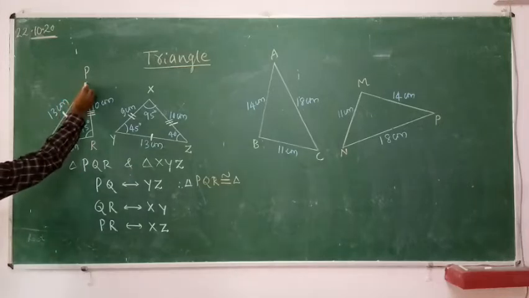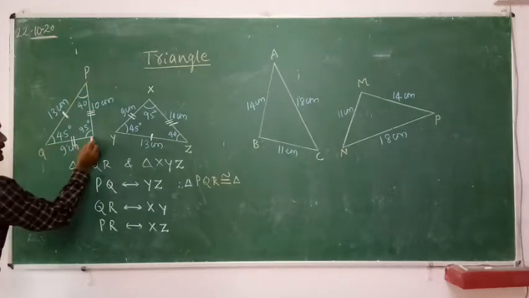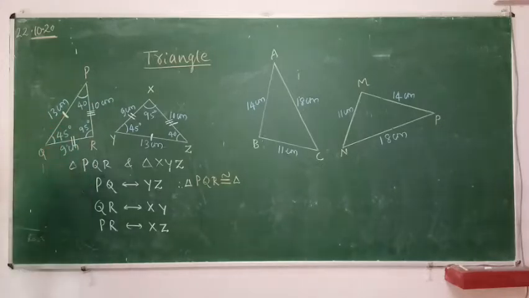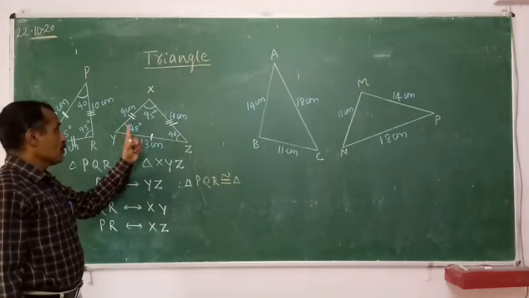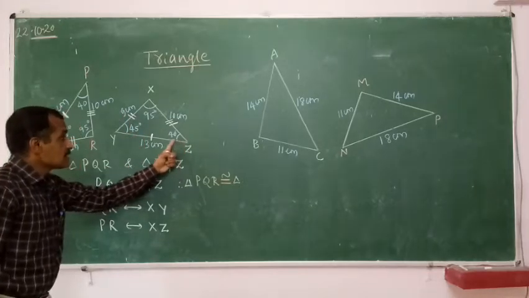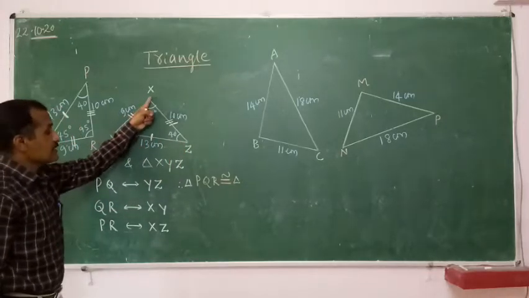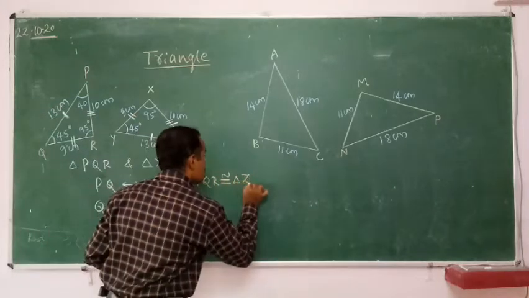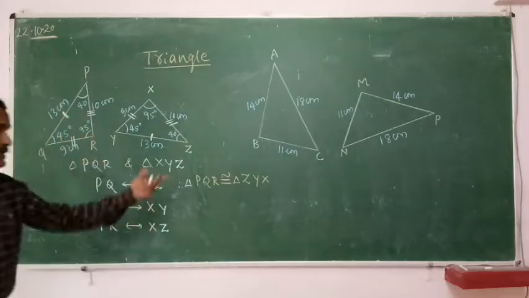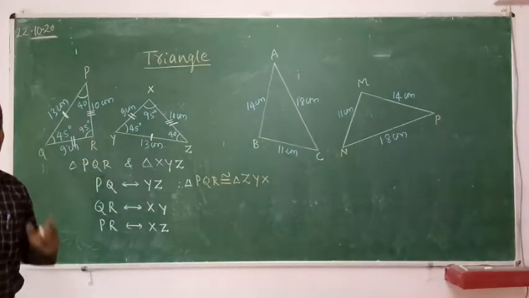PQR. That means I am coming from the 13 centimeter side to the 9 centimeter side. Here also, from 13 I have to go to 9, which means it should start from here. Z, Y, X. Triangle ZYX. This is the way the congruence has to be written.